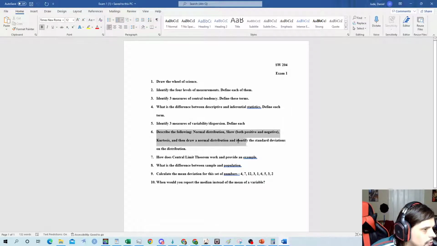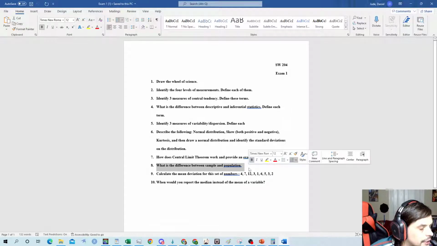Describe the following normal distribution: skew, both positive and negative, kurtosis, and then draw a normal distribution. Identify the standard deviations on those distributions. How does the central limit theorem work? If you remember assignment 1, that's that. What's the difference between sample and population?